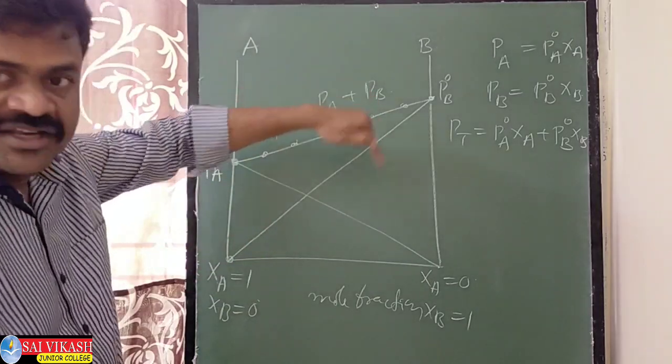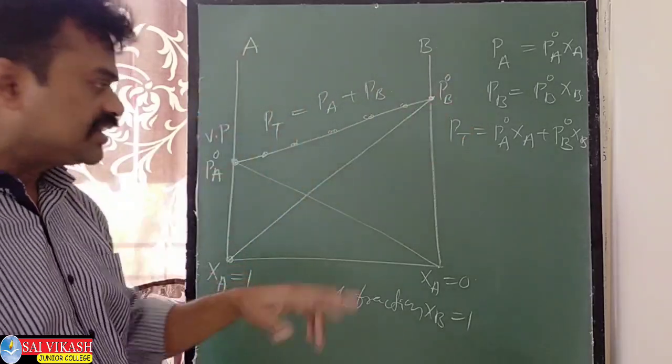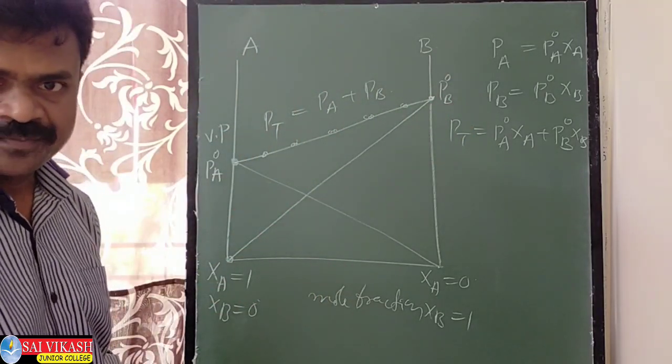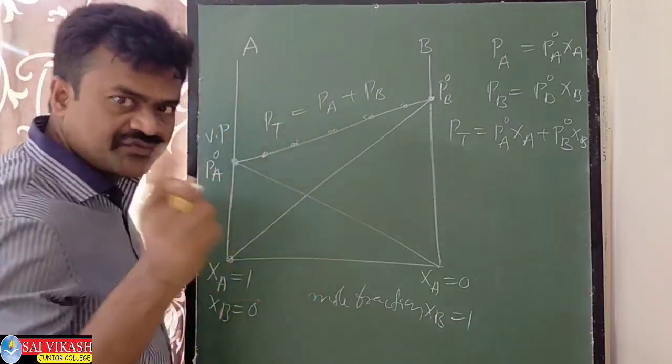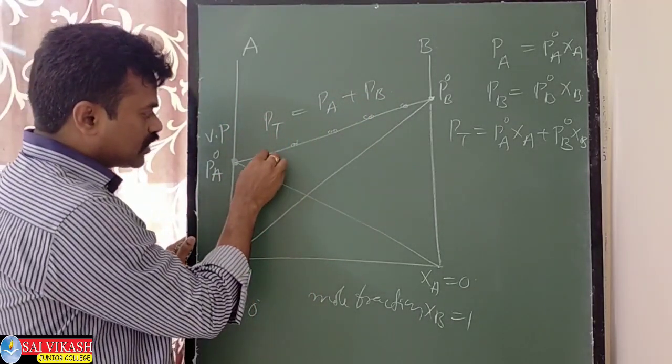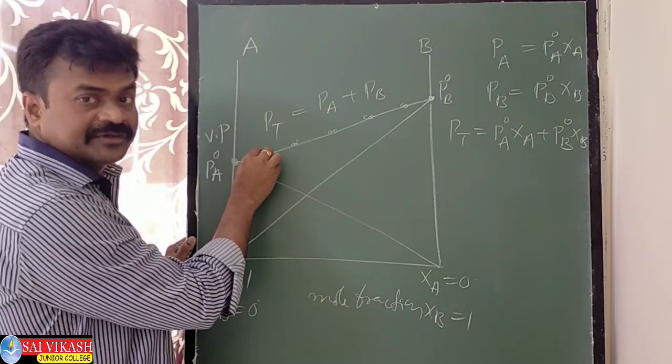On this line, you will get the total vapor pressure. Total vapor pressure is always more than the individual vapor pressures, no? That's why total vapor pressure is PA plus PB. Suppose if we want to get the total vapor pressure at this point, you need the total vapor pressure.